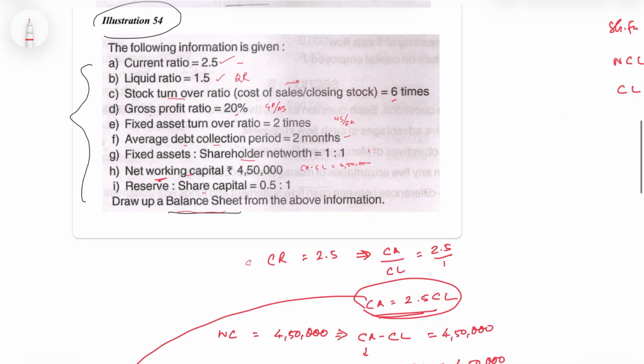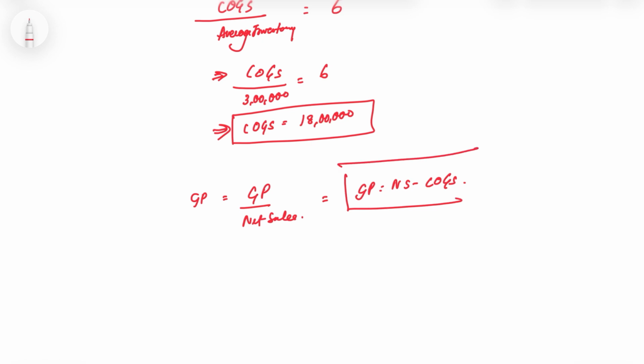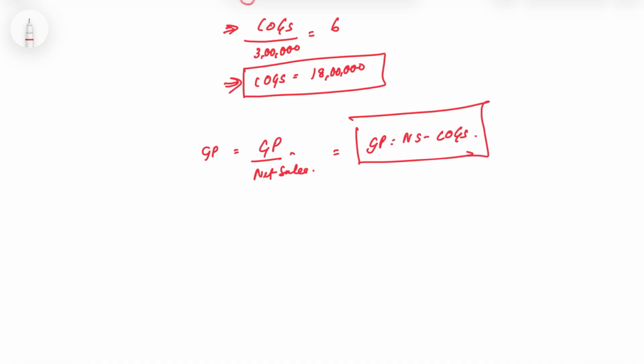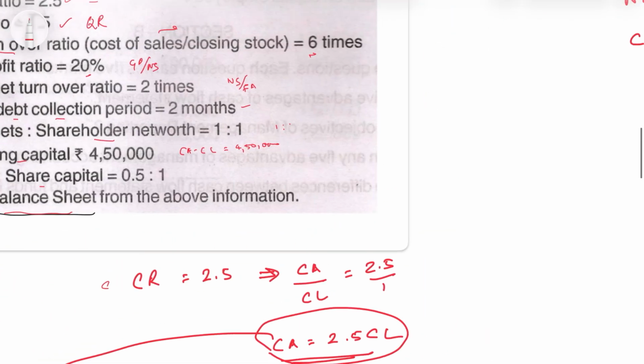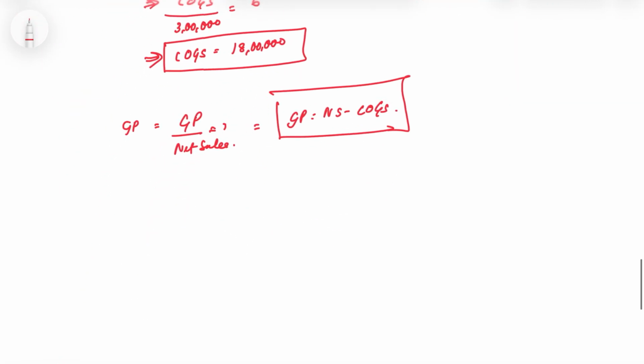Next information: the gross profit ratio. Gross profit ratio is equal to gross profit divided by net sales, where gross profit is net sales minus cost of goods sold. The gross profit ratio is 20%, that is, 20% gross profit on net sales.